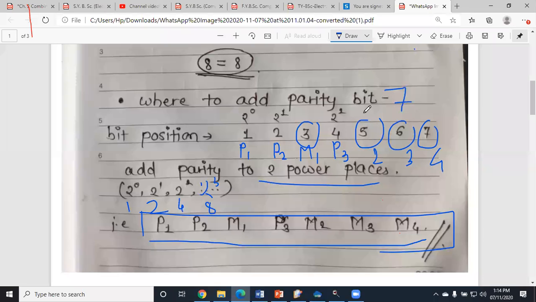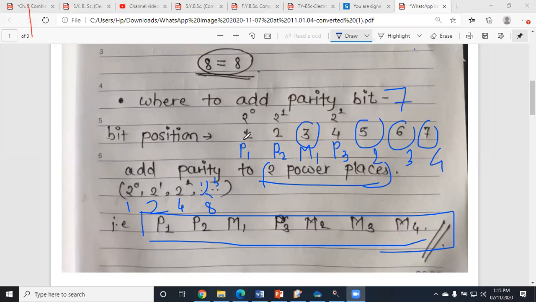ऑल राईट. आता त्या 7 बिट मध्ये पॅरिटी बिट नेमकं कुठे ऍड करायचं? पॅरिटी बिट नेमकं कोणत्या पोझिशनला आपण ऍड करणार आहे? सो दॅट इज डिसाइडेड बाय द 2 पॉवर प्लेसेस. आता 2 पॉवर प्लेसेस म्हणजे काय? 2^0, 2^1, 2^2, 2^3 अँड सो ऑन. 2^0 is 1. That is why at this position we have 1. I will add my first parity bit.